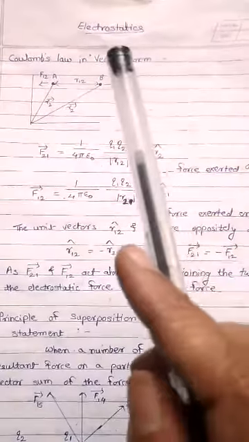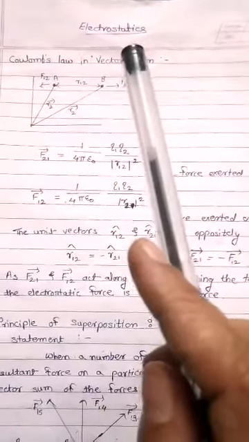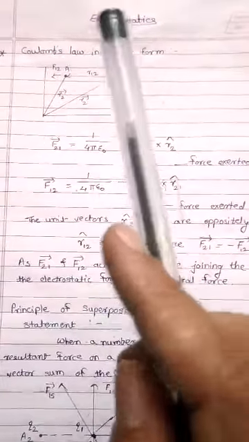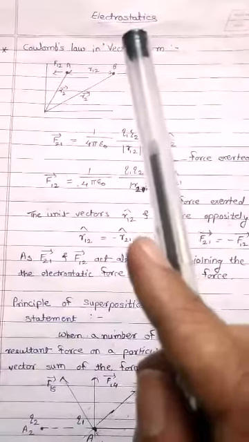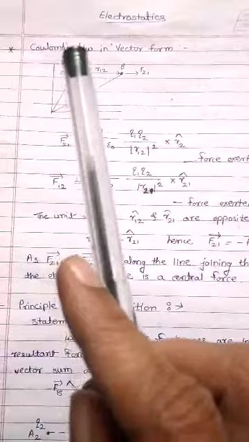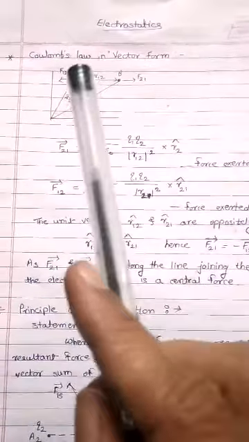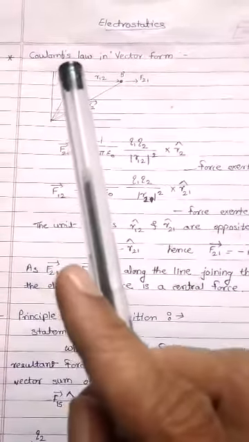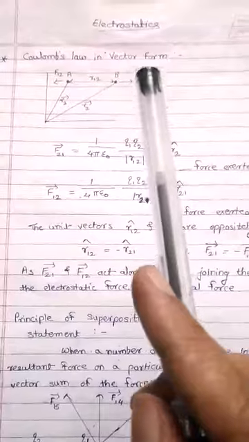Hello student, we have already started our chapter on electrostatics, where we introduced what electrostatics is and Coulomb's law. Last week we saw Coulomb's law in scalar form. Now our next point is Coulomb's law in vector form.